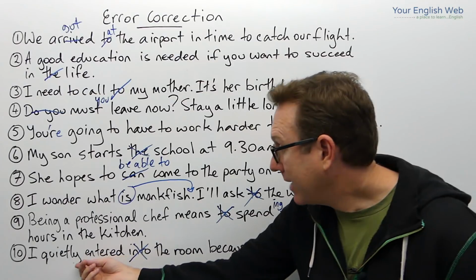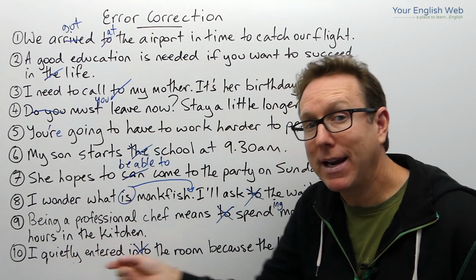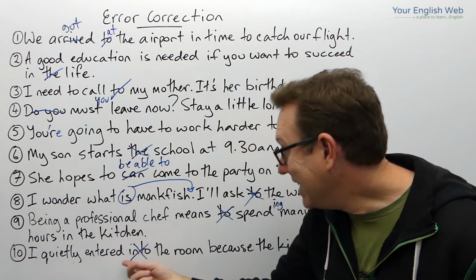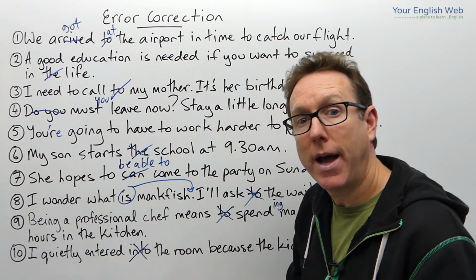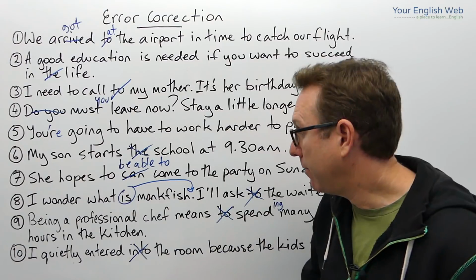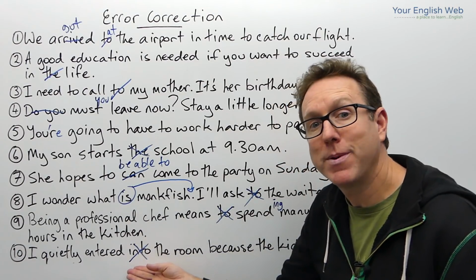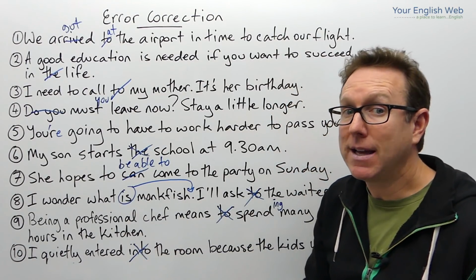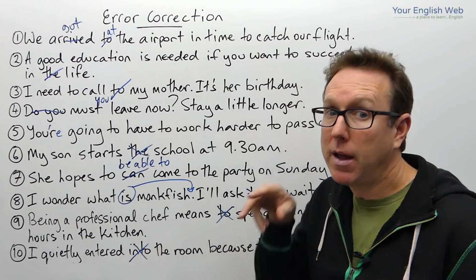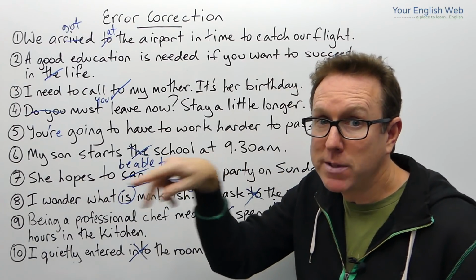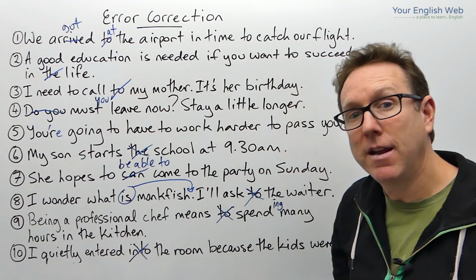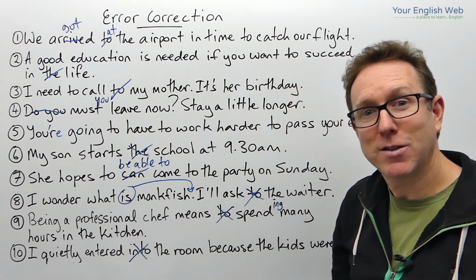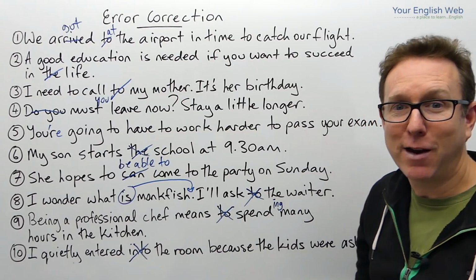You could say I quietly tiptoed into the room, but you entered the room quietly because the kids were asleep. Okay? So no preposition. Again, you enter into an argument, but you don't use a preposition when you enter a room. So those are the 10 sentences with the mistakes. So hopefully the mistakes are clearer for you now.